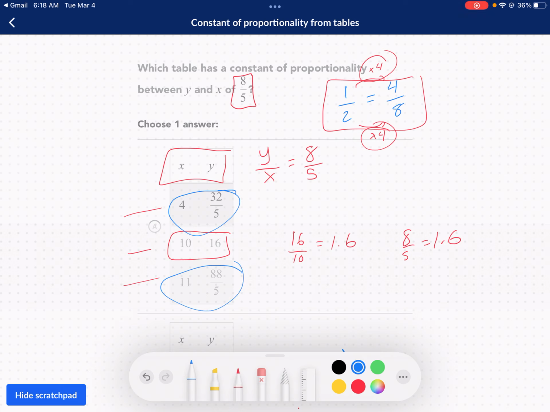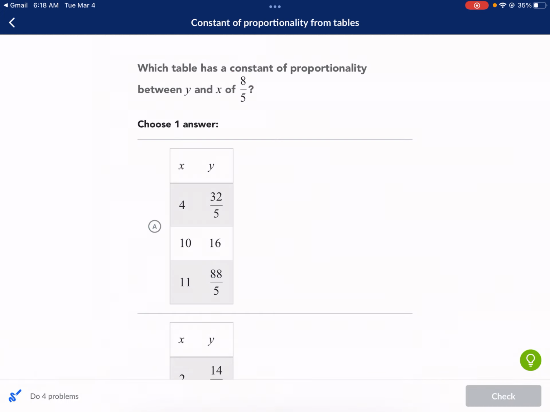Or we can say, all right, I know I can multiply 4 times 8/5, and I should get 32/5. Is that true? So first thing I would do is make it 4/1. So I have 2 fractions that I'm multiplying here. So 4 times 8 is 32. 1 times 5 is 5. So that first one checks out. We already did that one using the decimal form. And we just need to check out 11/1 times 8/5. Does that equal 88/5? And that is also true. Okay, so we found our answer. It was the first one here.